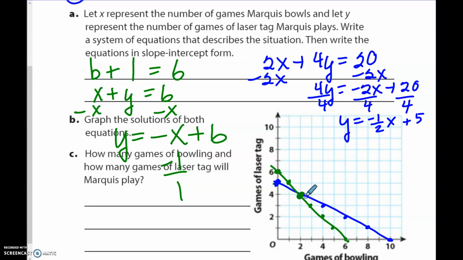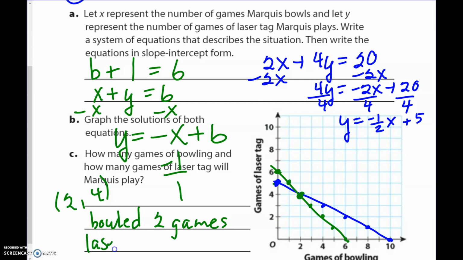All right, and these two meet at that ordered pair, 2, 4. So what does that mean? That means he bowled, because bowling was the first one, 2 games, and he did laser tag for 4. Okay, and that was his total of 6 games.